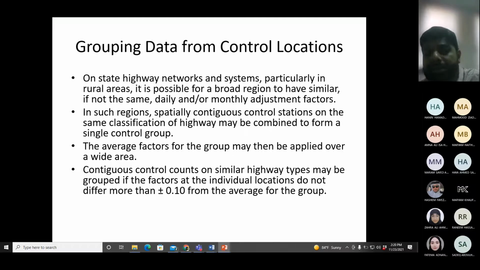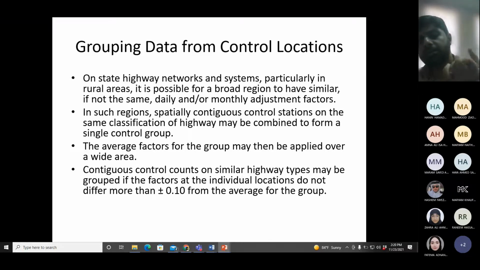If the difference is more than plus minus 0.1, the merging is not possible. If the difference is within plus minus 0.1, the merging is possible. So whenever you are trying to merge factors coming from different locations into an average value, you calculate the average and then you take the difference between the average and each value. If all the differences are less than plus minus 0.1, the merging is valid. If not, the merging is not valid.